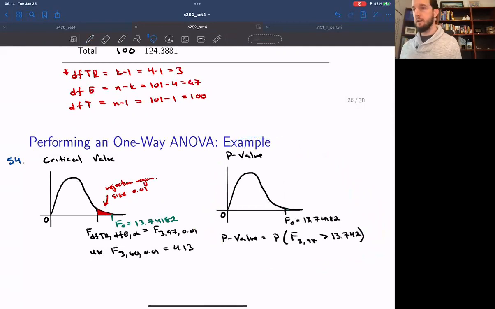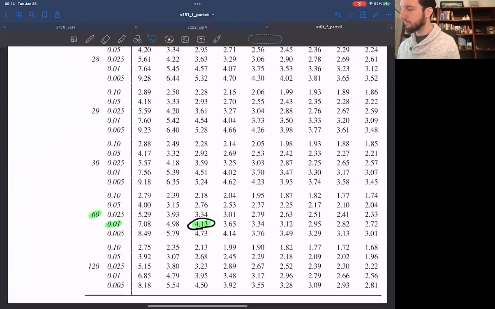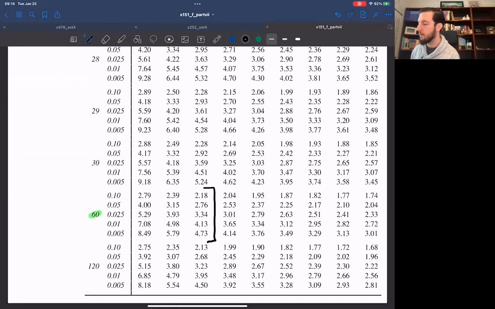Okay, so same idea. We go back to our F table. Now, we don't have 97 degrees of freedom, so we round down again. So we're going to use 3 and 60. So now what we're doing is we're considering this block of values here. The F value is 13.742. Okay. So the F value is going to fit right here. So it's bigger than the biggest listed value.